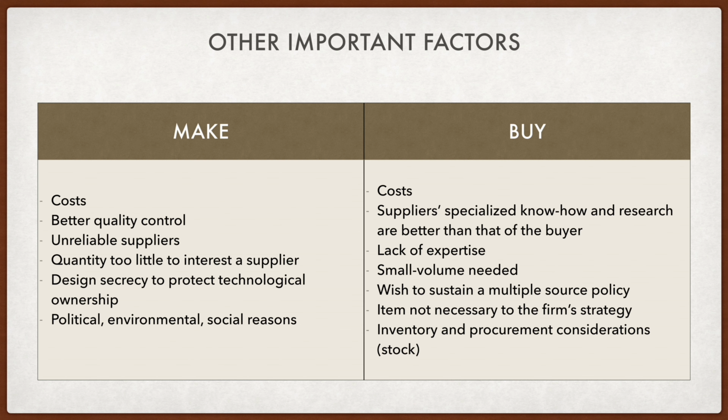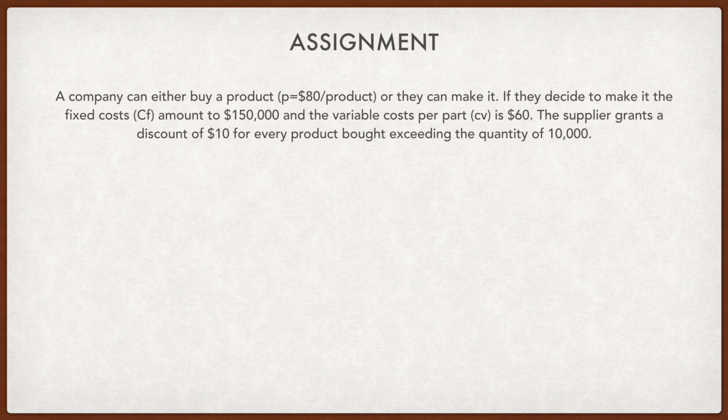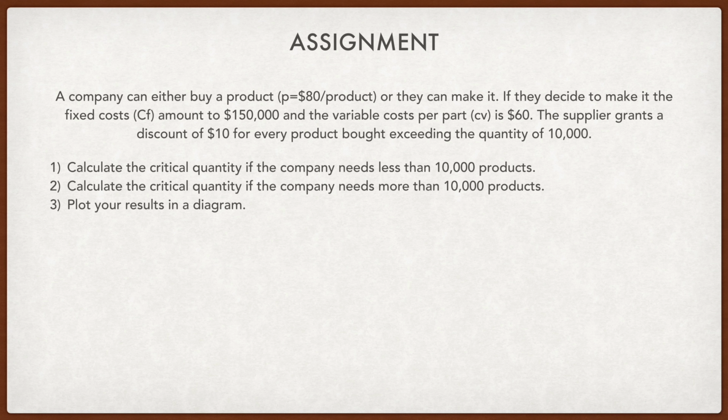Let's come to an assignment. A company can either buy a product for the price of $80 or they can make it. If they decide to make it, the fixed costs amount to $150,000 and the variable cost per part is $60. The supplier grants a quantity discount of $10 for every product bought exceeding the quantity of 10,000. First, please calculate the critical quantity if the company needs less than 10,000 products. Second, calculate the critical quantity if the company needs more than 10,000 products. And third one, please plot your results in a diagram.